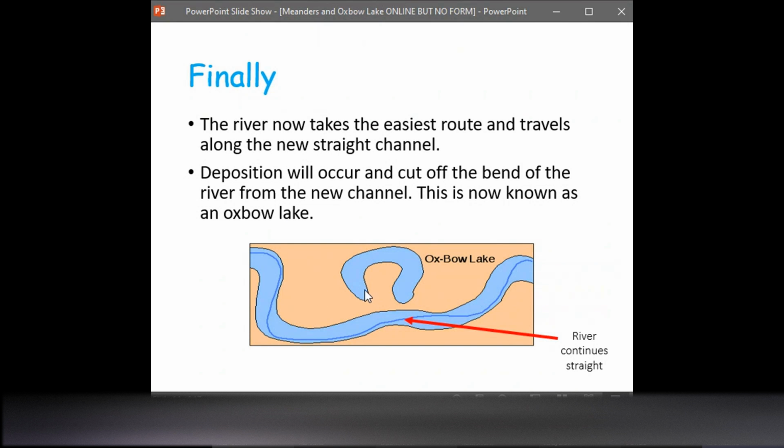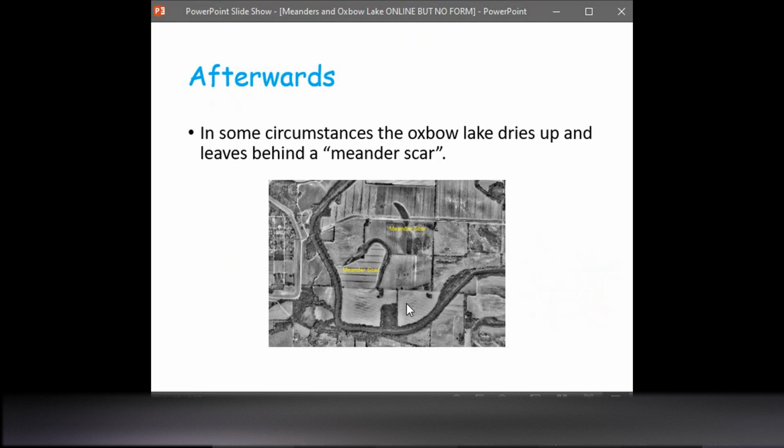Over time, all the water will dry out from there, and it will just be left behind with a little ditch that we call a scar. So it's usually called an Oxbow lake or a meander scar. So this is the meander scar that you can see that's got left behind. So in some circumstances, Oxbow lakes dry up and they leave behind what's called this meander scar. So in that little satellite image, you can see them on there.